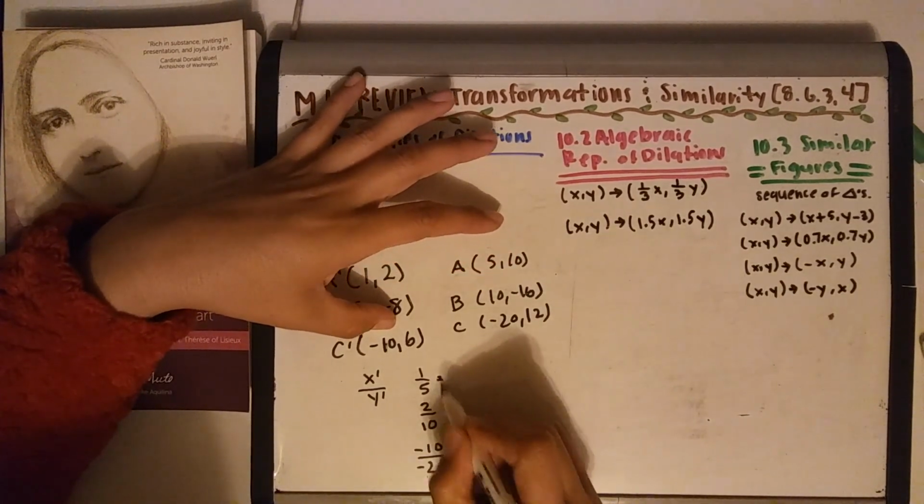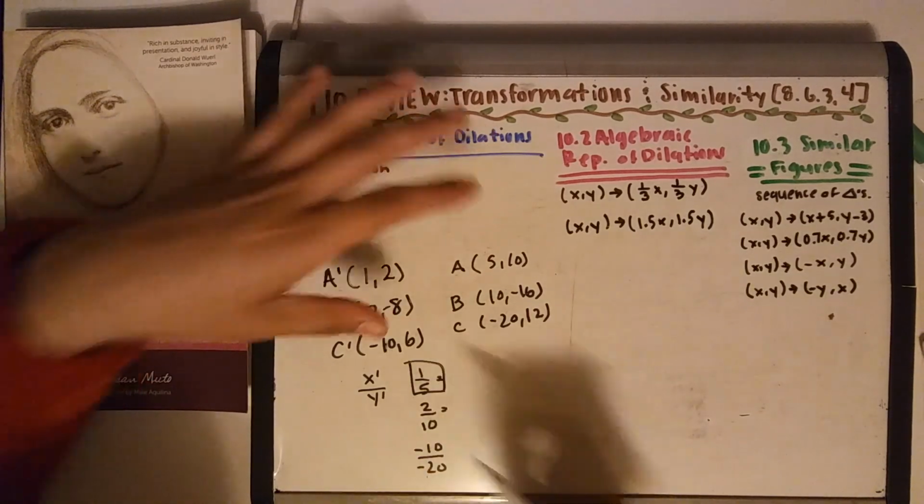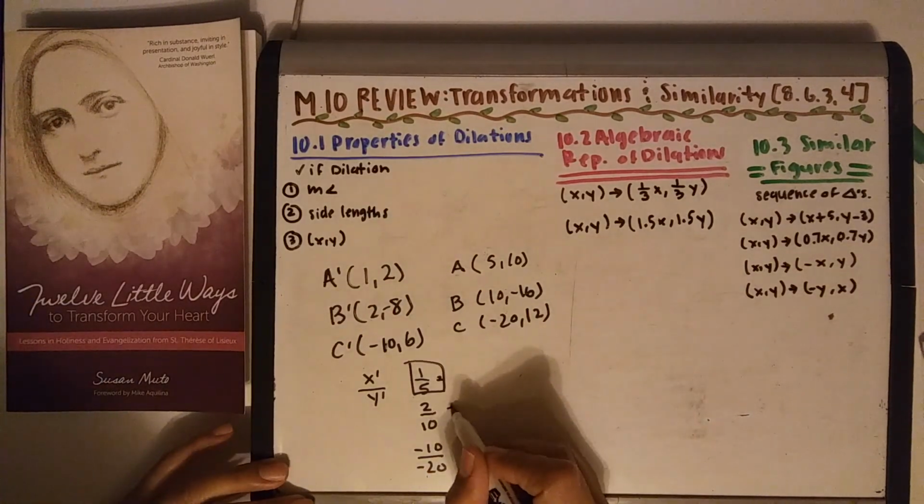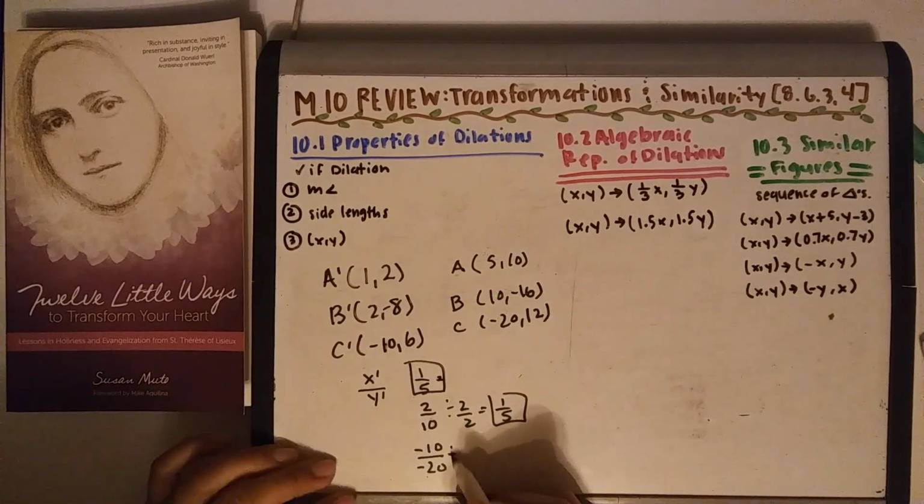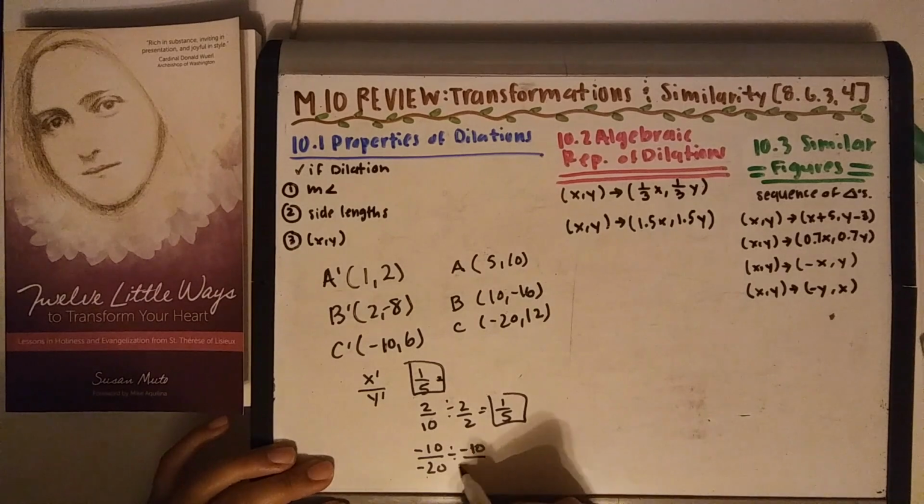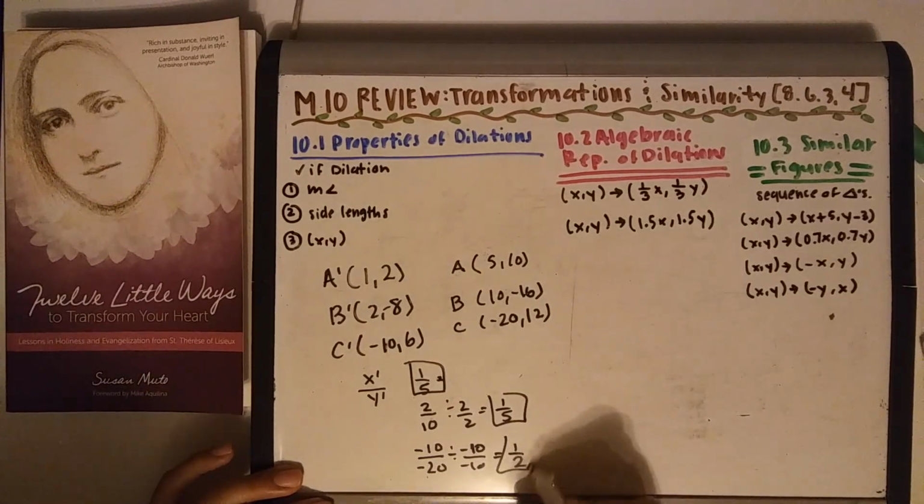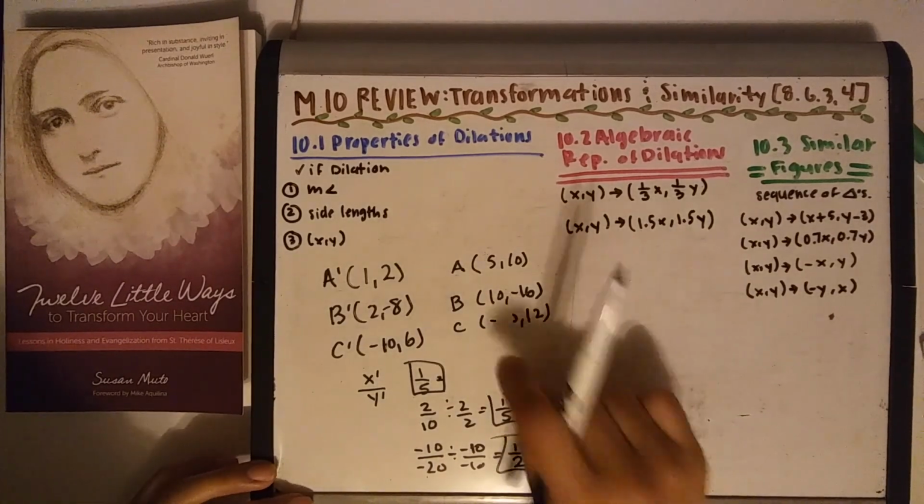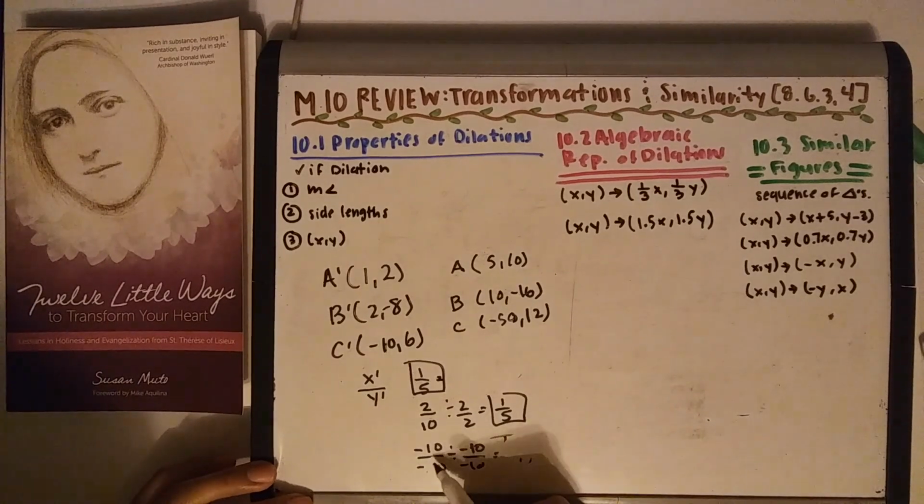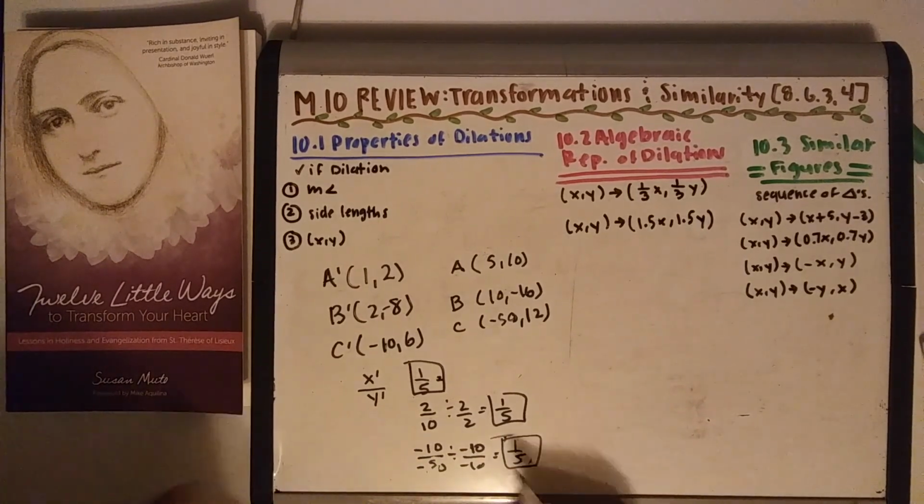I'm gonna simplify and see if I get the same ratios. That one's already simplified. This one I can divide by 2 over 2. And then this one I can divide by negative 10. So see, I'm done. I'm not even gonna keep on going because I know that they're not the same. That gives me 1/5. So those are checked.